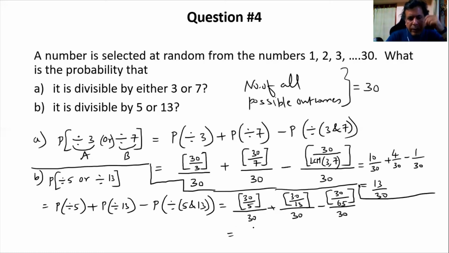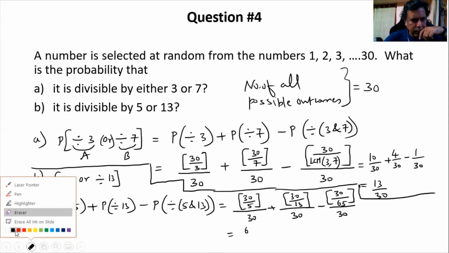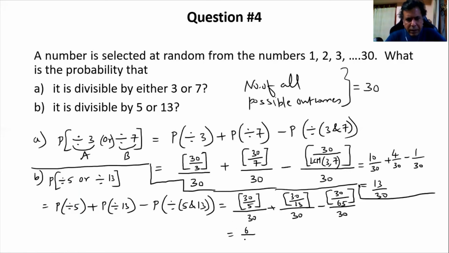So directly 6 by 30, plus 30 by 13, which will be 2 point something, so I will consider only the integer value, 2 by 30, minus 30 by 65, which will give 0 point something, so only the integer value, 0 by 30. So ultimately it becomes 8 by 30. If I divide both numerator and denominator by 2, it becomes 4 by 15, which is the answer. Let's move on to the next one.